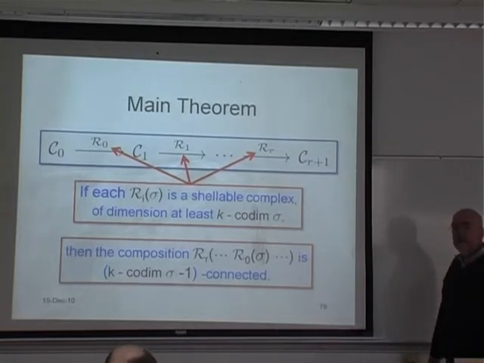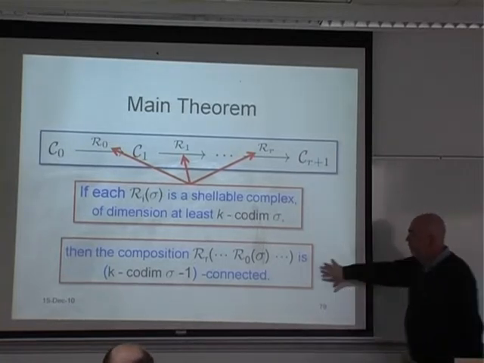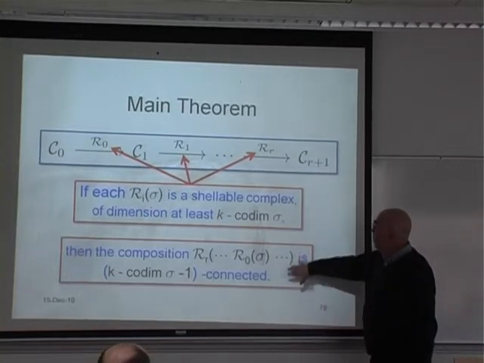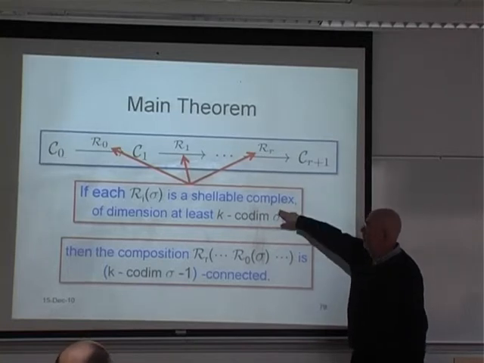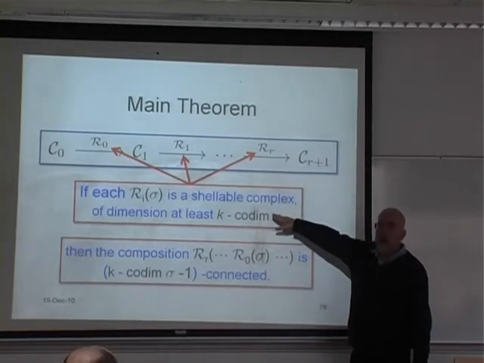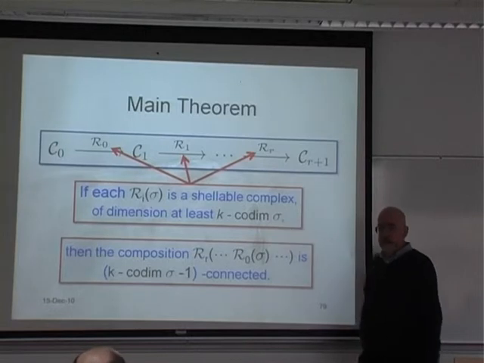And the sigma in the bottom box comes from C0. This is for any sigma in C0. The sigma here is in any C_i. So they're different sigmas.